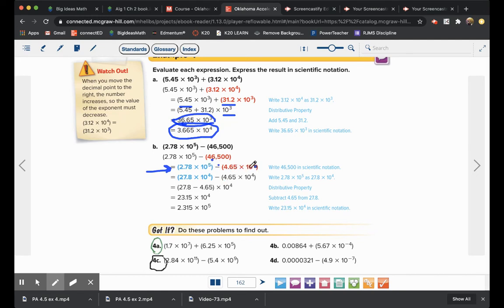Now we have times 10 to the fifth power and times 10 to the fourth power. We can't do that yet till those are the same. So we're going to change this 5 to a 4.